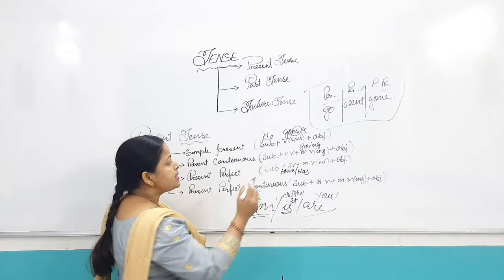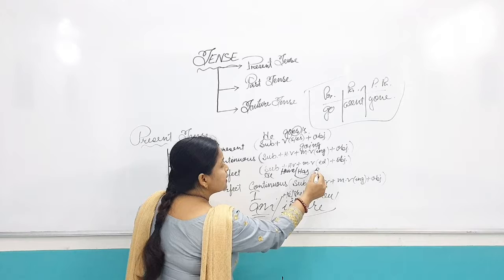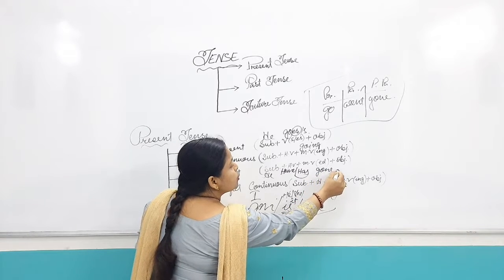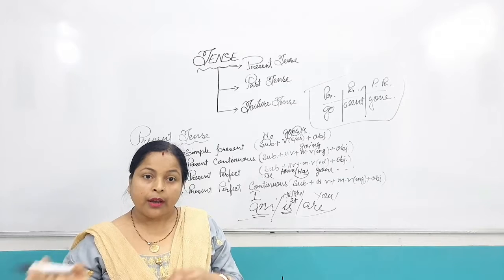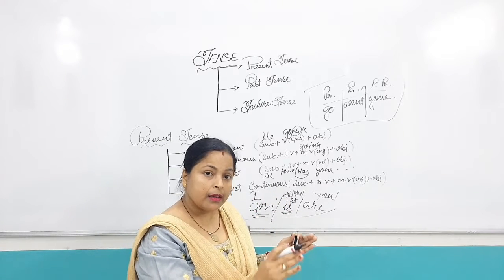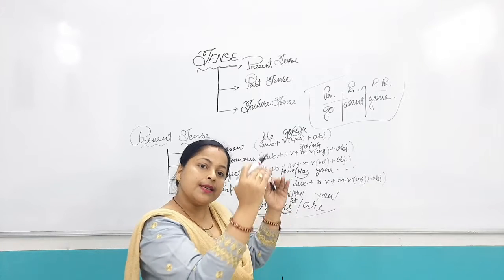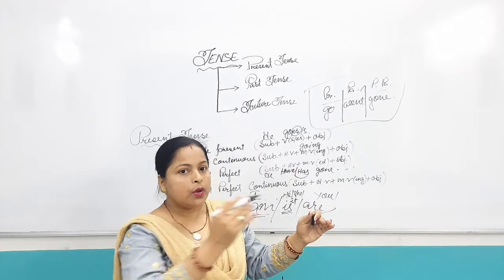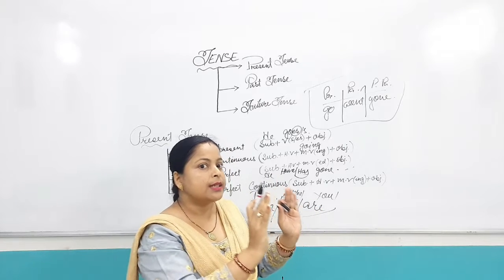So what is the sentence? He has gone to school. वो स्कूल गया है, means he has not come yet. He has gone to school. He is there in the school. Now also he has not come. It means the action is finished, but we can see the effect.